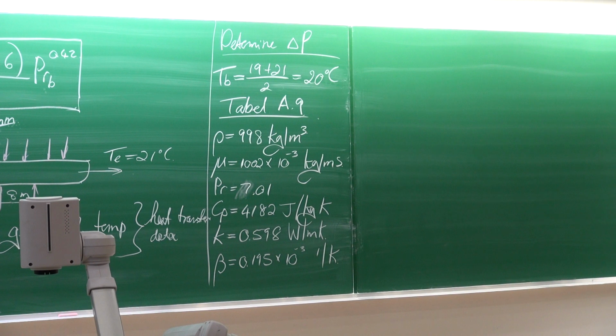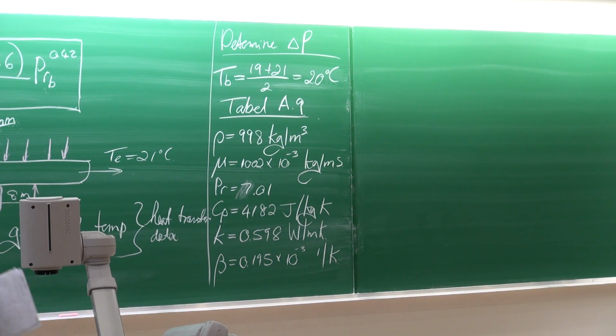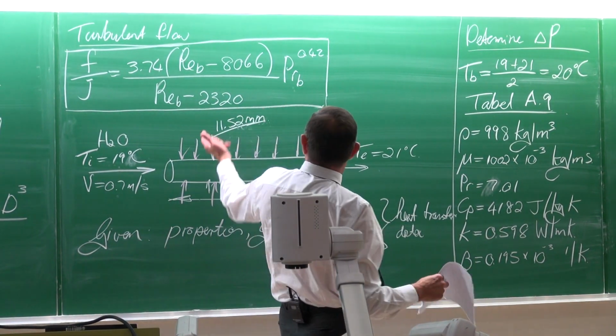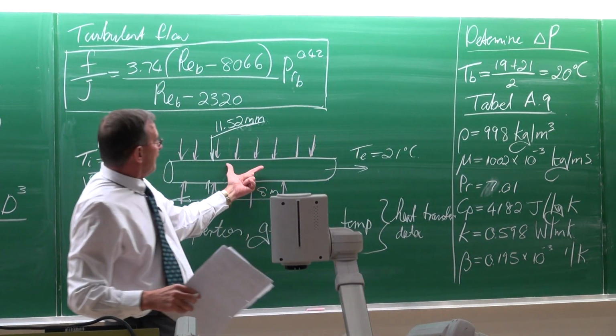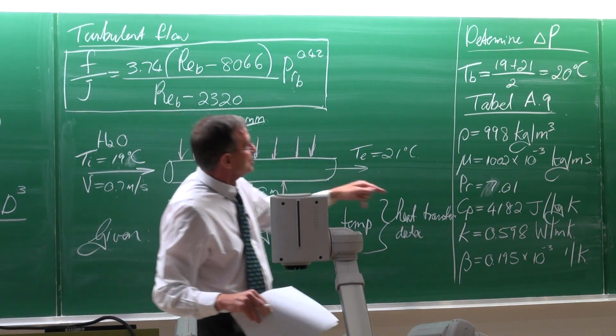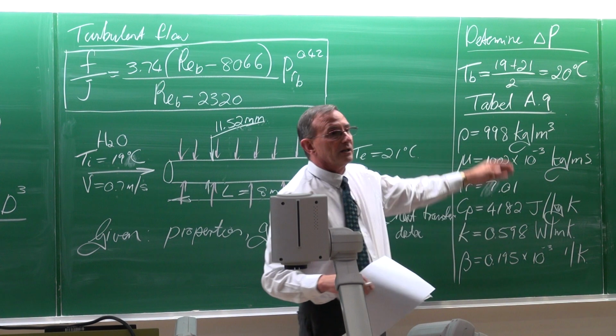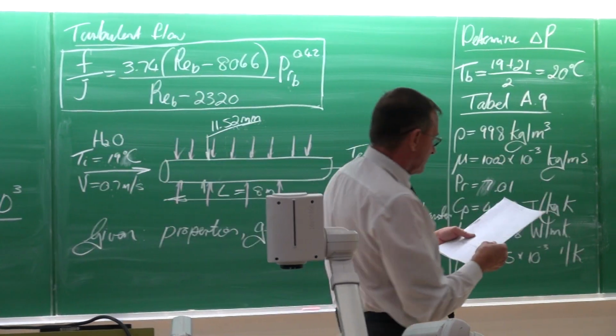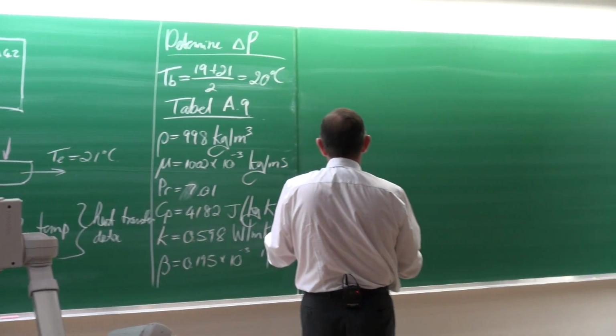Beta is the volume expansion coefficient. You can also get it from your textbook, and again we will discuss that in detail when we get to the chapter on natural convection. So, at the average temperature between inlet and outlet, which we call the bulk temperature, which is 20 degrees Celsius, you can go and get in table A9 all the properties of water.